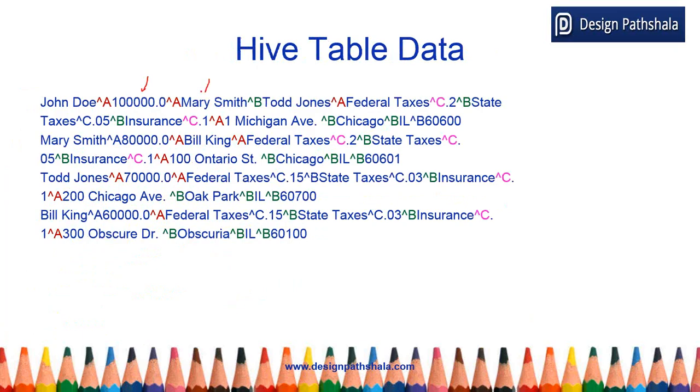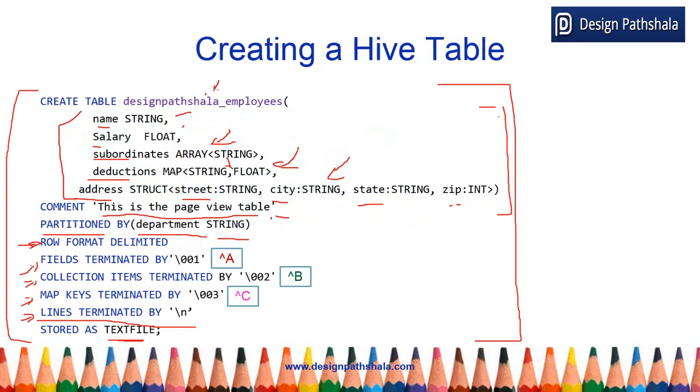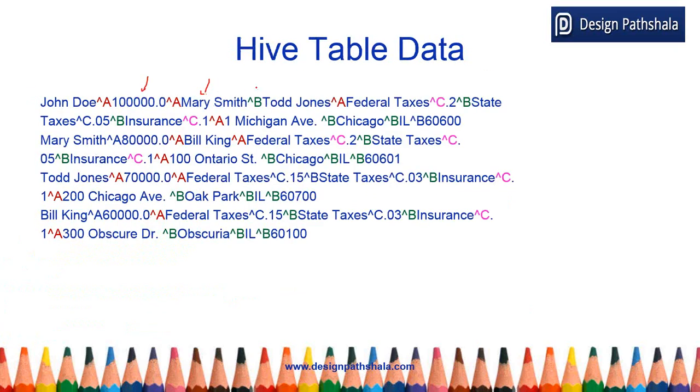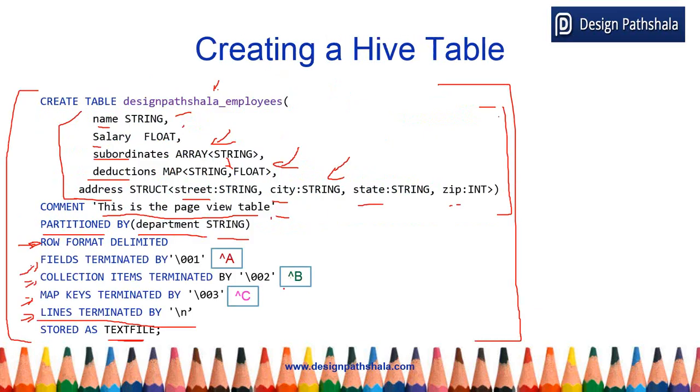Then the third thing is Mary Smith. So Mary Smith is his subordinate. He or she has only one subordinate, or more than one. So see, this is the whole field, which is from here to here. So here the field ends, and in between, the collections are terminated by Control B.